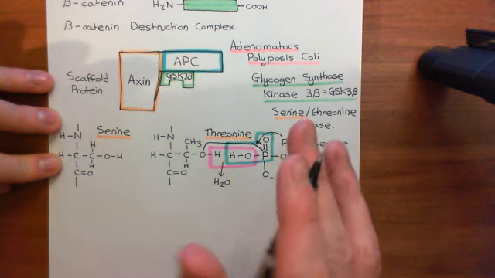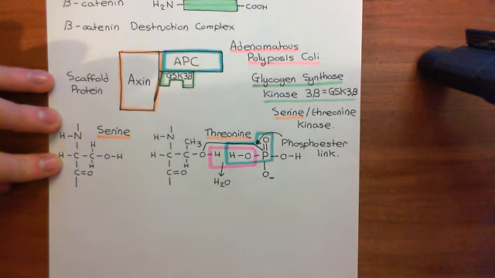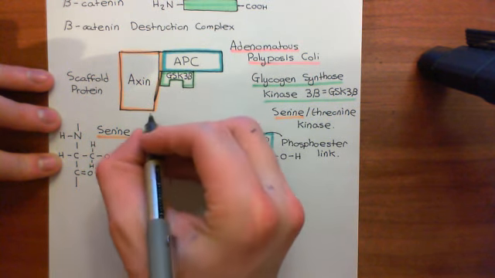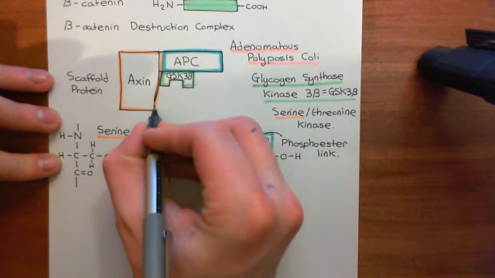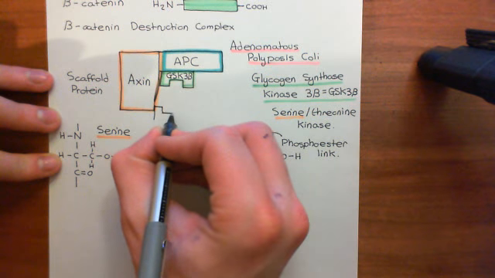So that's what these glycogen synthase kinase 3 beta enzymes are going to do. And we've got one of these within this beta-catenin destruction complex. Now, there's a final protein that we want to put in here, and I'll stick this in here.